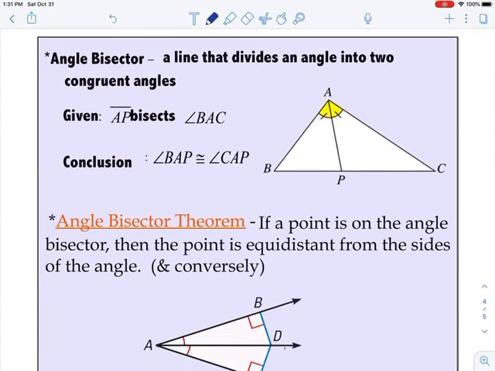Okay, so now an angle bisector is a line that divides an angle into two congruent angles. So given that AP bisects angle BAC, that means that angle BAP is going to be congruent to angle CAP. So again, AP is the bisector there. And again, this is going to be congruent to this.